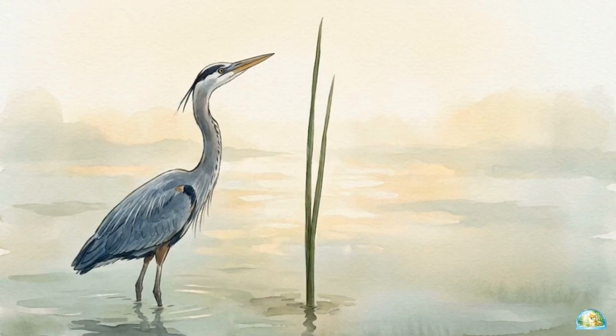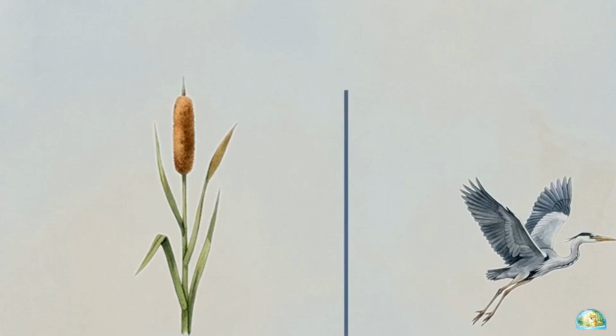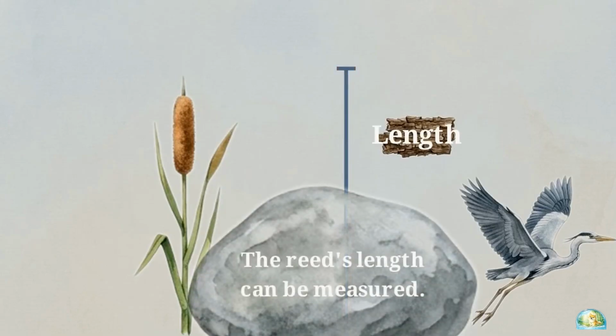Look at this tall reed directly in Wren's path. The reed stretches from bottom to top. That stretch is its length. We could ask how long it is. The reed's length can be measured.